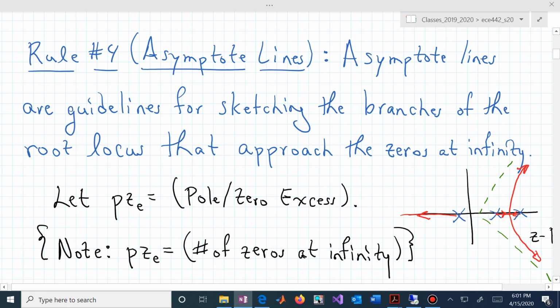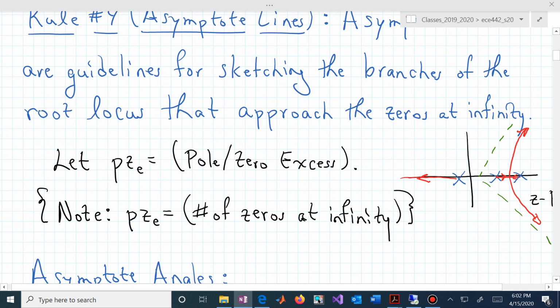In some cases, the root locus branches will lie exactly on those asymptote lines, but in general, these are just guidelines that allow us to quickly sketch or see where these branches of our root locus that are going off to these zeros at infinity are headed. Where are these branches going? The asymptote lines are guidelines for sketching the branches of the root locus that approach the zeros at infinity. That's the statement. Let's now define some notation.